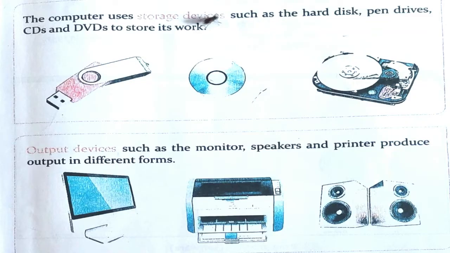The computer uses storage devices such as the hard disk, pen drives, CDs and DVDs to store its work. Output devices such as the monitor, speakers and printer produce output in different forms.